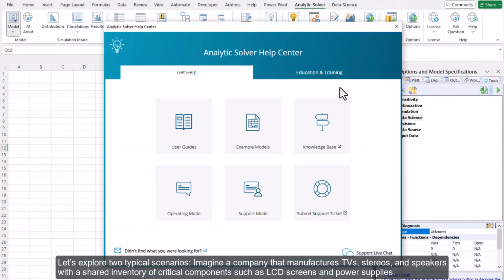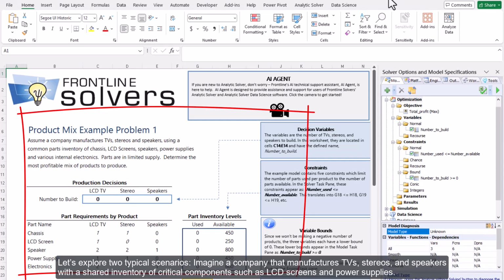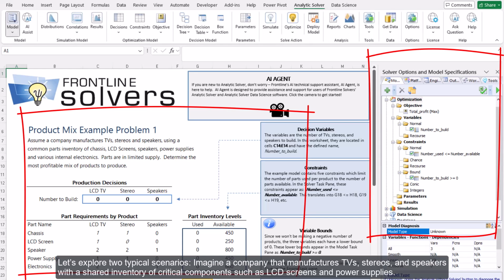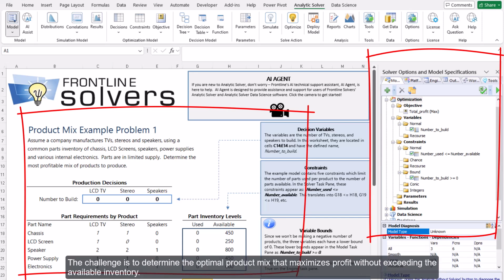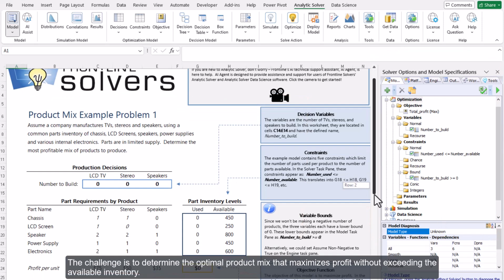Let's explore two typical scenarios. Imagine a company that manufactures TVs, stereos, and speakers with a shared inventory of critical components such as LCD screens and power supplies. The challenge is to determine the optimal product mix that maximizes profit without exceeding the available inventory.